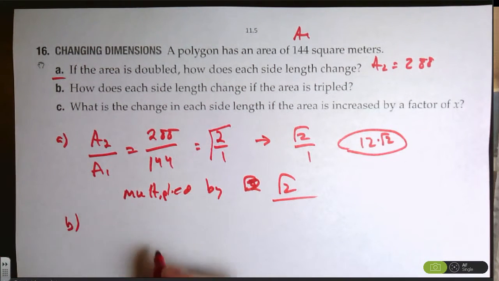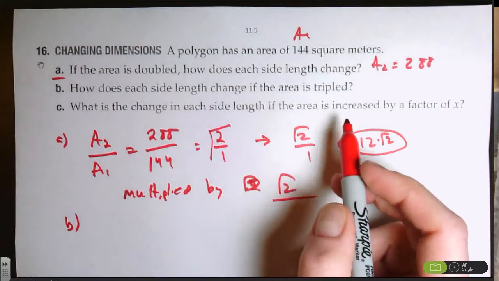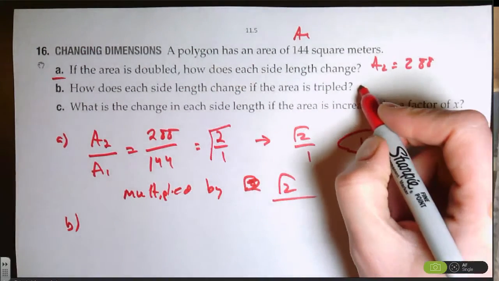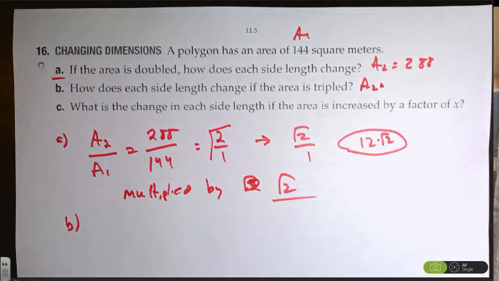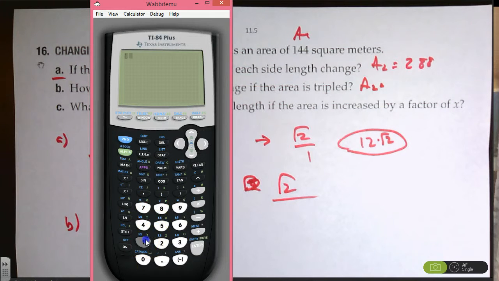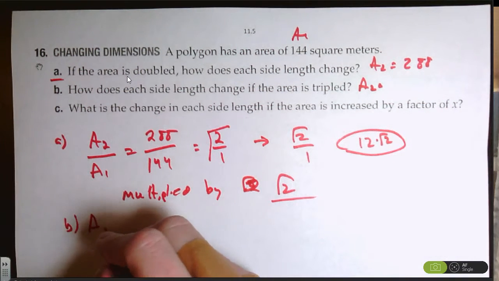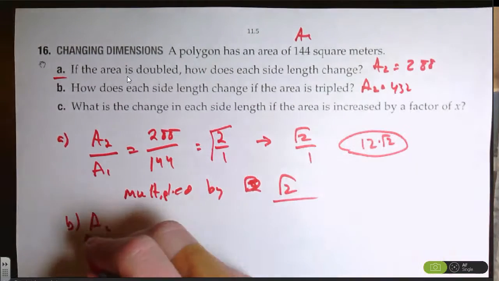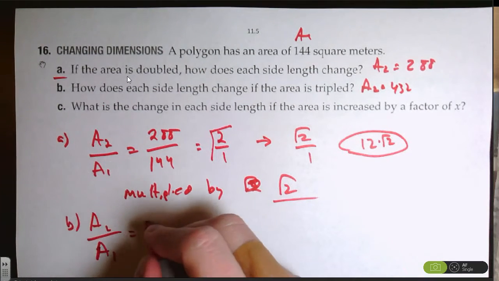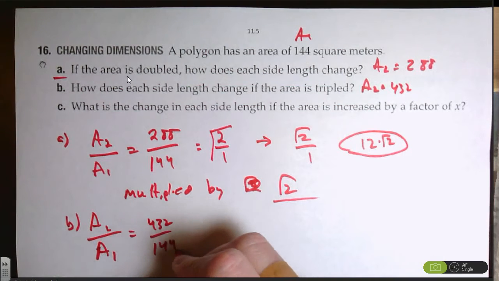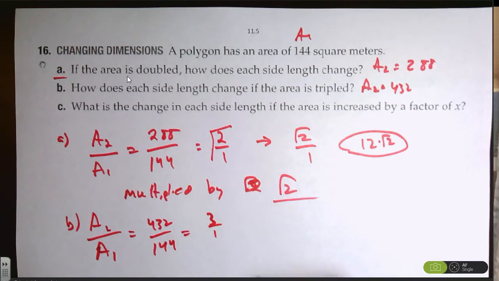So B, how does each side length change if the area is tripled? Well, what is 144 times 3? I know I could do it in my head, but I don't feel like it because I've just done the entire chapter of videos here. 144 times 3, 432. So area 2 would be 432. So 432 over 144 becomes 3 to 1.